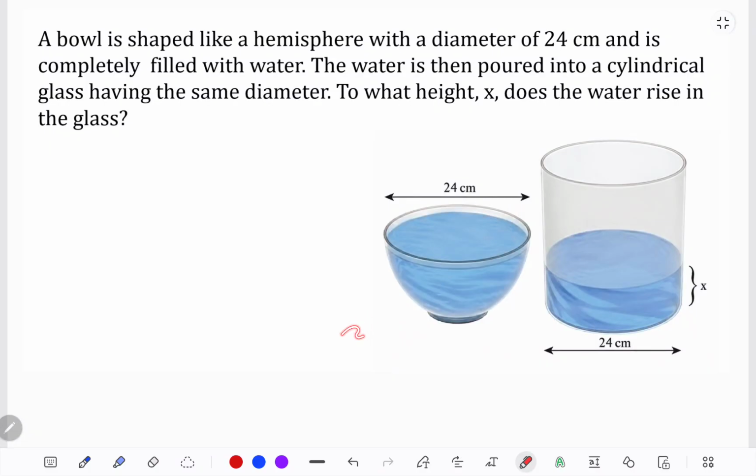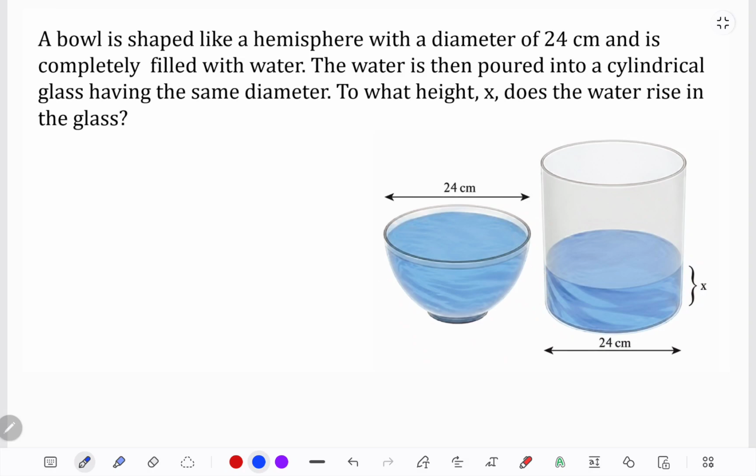We have a bowl which is shaped like a sphere with a diameter of 24 and is completely filled with water. And the water is then poured into a cylindrical glass having the same diameter. To what height does the water rise in the glass? In fact, we are going to find the value of x.